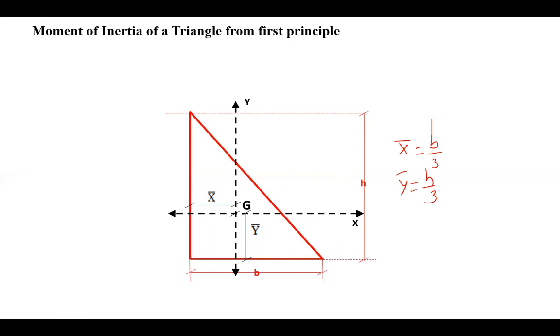Now we need to find out moment of inertia about x-axis, which is equal to Ixx, and moment of inertia about y-axis, which will be called Iyy. So that we need to derive from first principle, right?